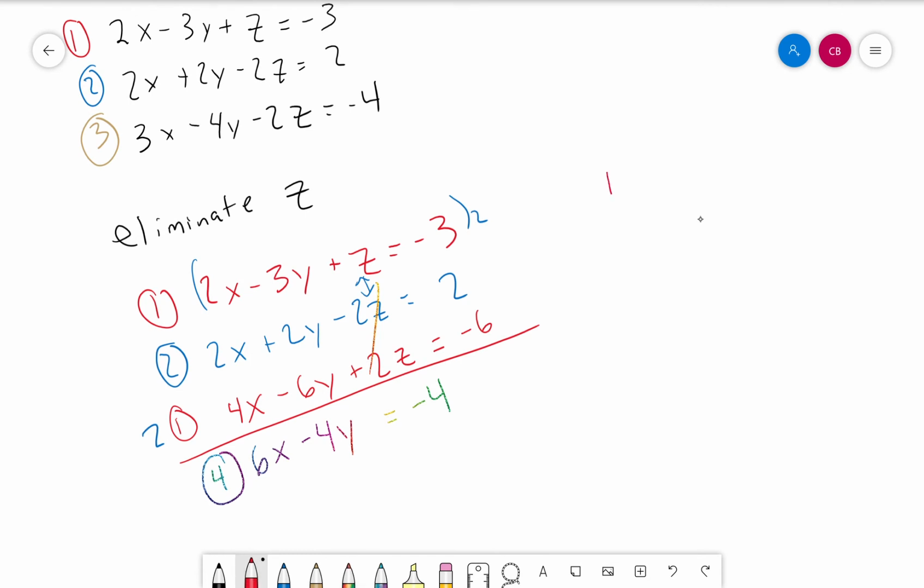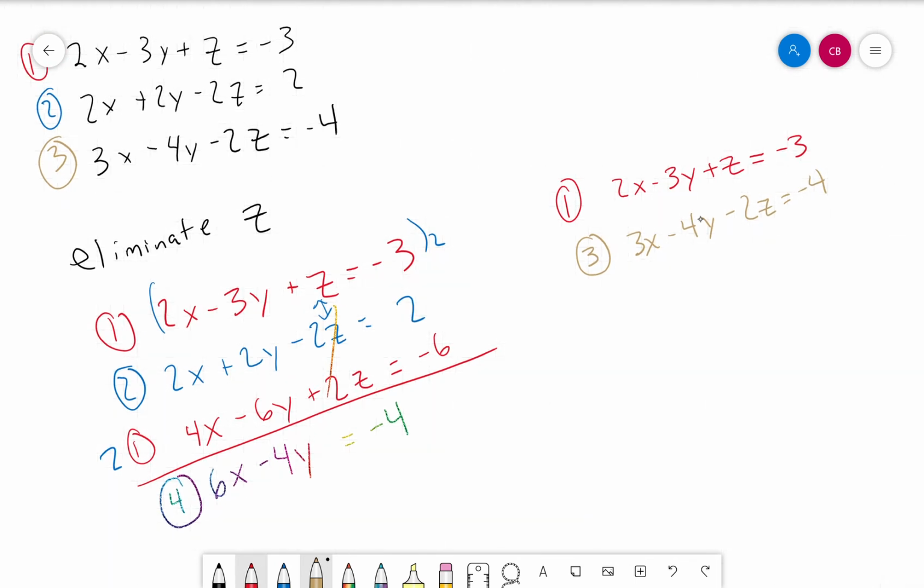In this case, I'm going to use problem 1 again, but this time I have to use equation 3 because I have not used it yet. Otherwise, I'll get the same equation. So equation 1 is 2x minus 3y plus z is equal to negative 3, and equation 3 is 3x minus 4y minus 2z is equal to negative 4.